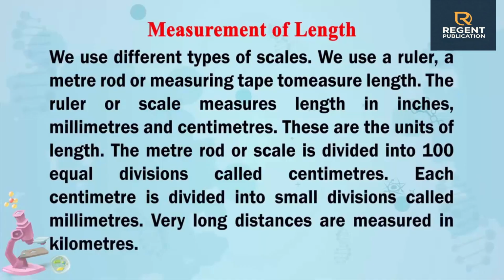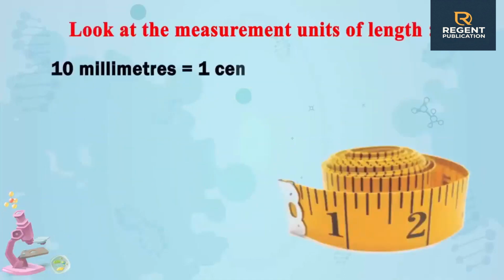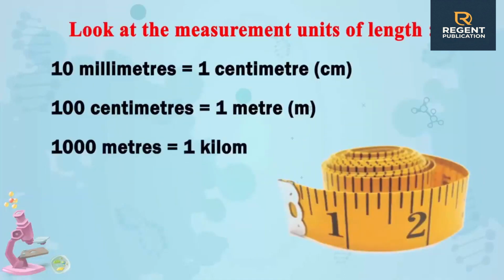The ruler or scale measures length in inches, millimeters, and centimeters. These are the units of length. The meter rod or scale is divided into 100 equal divisions called centimeters. Each centimeter is divided into small divisions called millimeters. Very long distances are measured in kilometers. Look at the measurement units of length. 10 millimeters equal 1 centimeter, cm; 100 centimeters equal 1 meter, m; 1000 meters equal 1 kilometer, km.